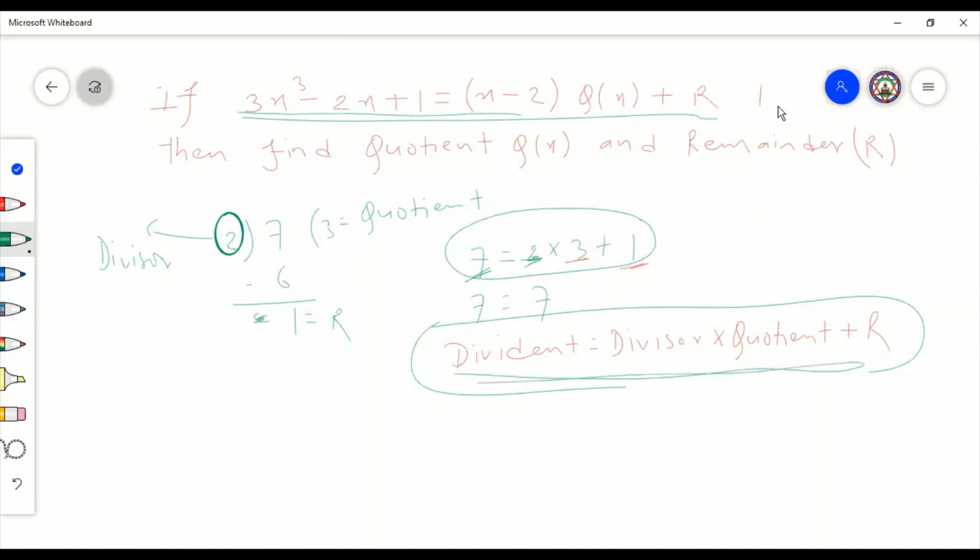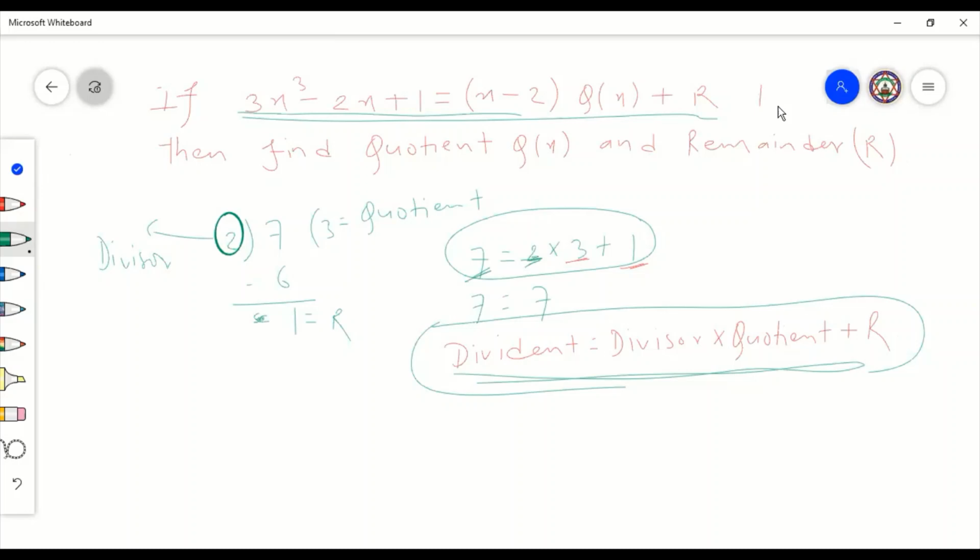By using that, we first find the divisor and the dividend. After that, by using synthetic division, we find the quotient as well as the remainder. One note I give you: whenever you have to find only the remainder, use the remainder theorem to find the unknown value. And whenever we have to find the quotient as well as the remainder, we must use synthetic division. You got it?